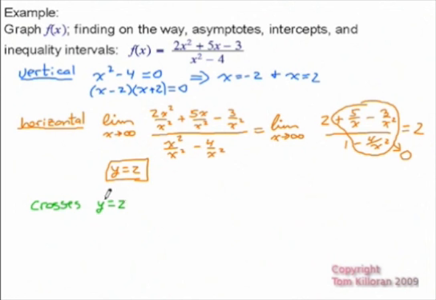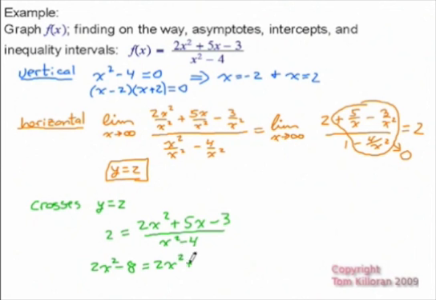Alright, so if we want to find out if it crosses at y equals 2, all we have to do is let f of x equal 2. So we're going to get 2 equals 2x squared plus 5x minus 3 all over that x squared minus 4. And then solve for x. So multiply both sides by x squared minus 4, and you're going to get 2x squared minus 8 is equal to 2x squared plus 5x minus 3. Nice enough that there's 2x squared on both sides, so those cancel out. And we're down to a linear equation.